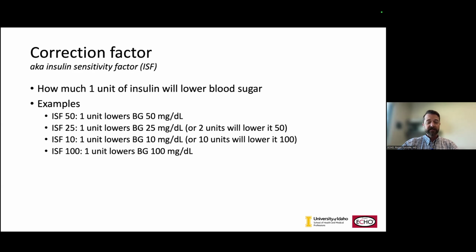And if you have an insulin sensitivity factor of 10, then 1 unit will only lower the blood sugar by 10 points. And so it would take 10 units to lower it a full 100 points. On the other hand, you'll see patients with an insulin sensitivity factor of 100, in which case 1 unit would lower their blood sugar by 100 points. And that can be a trickier situation, and these patients are more insulin sensitive. You'll see this especially in pediatrics, and then I see it a lot in my older patients. They tend to become very insulin sensitive.